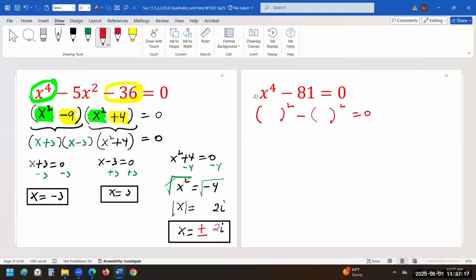So how can we rewrite x to the 4? What square will give us x to the 4? x squared. And what square gives us 81? 9. Why did we do that? Because it's factorable. Anytime we have difference of perfect squares, we can factor. So what are the 2 factors we have?